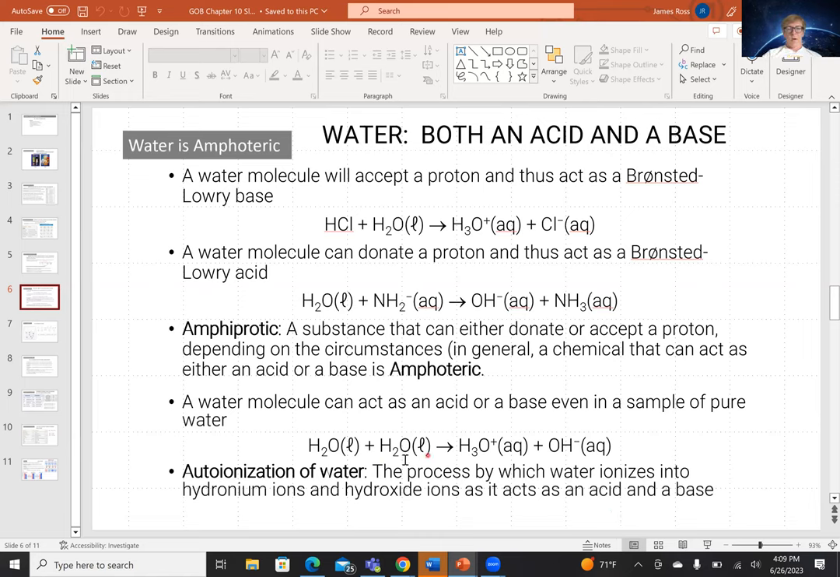Another piece of vocab here: water can auto-ionize. That means it can become an ionic compound by itself, but it does so to such a small degree that, overwhelmingly, we describe water as a covalent compound.